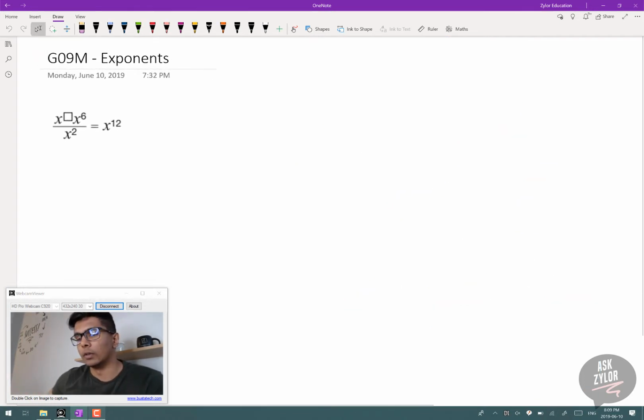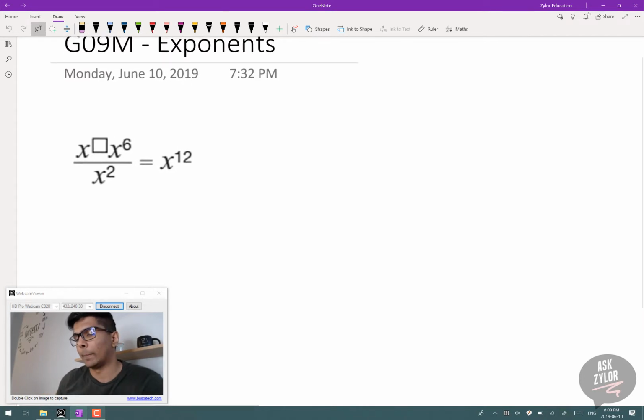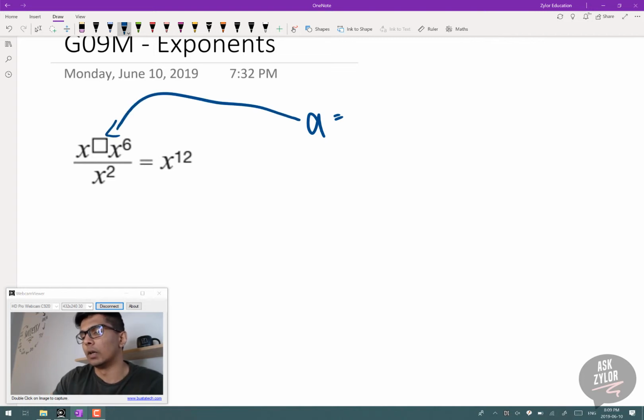So we're again dealing with a grade 9 math question. We're just dealing with exponents. So we're given this expression, we need to find the missing exponent. Okay, so let's say my unknown exponent is going to be a. That's in there. So how do we find that?